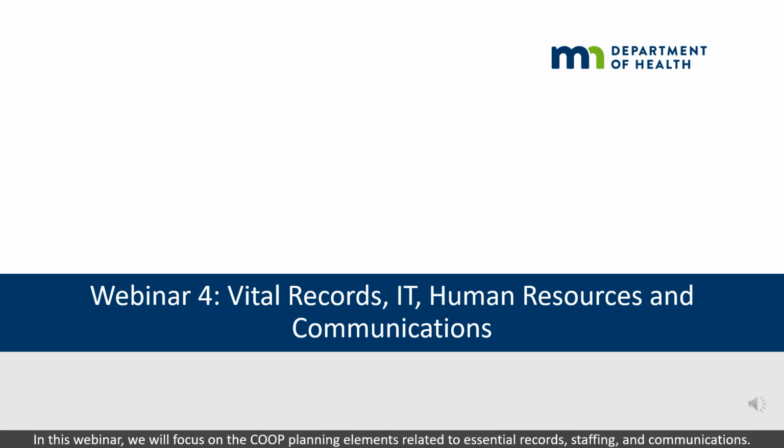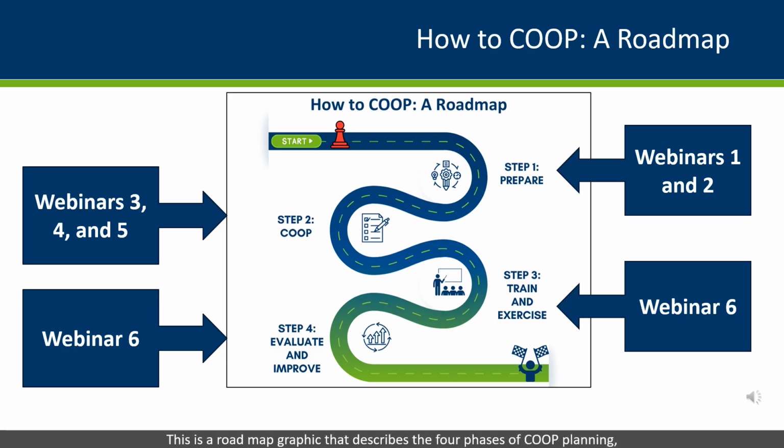In this webinar, we will focus on the COOP planning elements related to essential records, staffing, and communications. This is a roadmap graphic that describes the 4 phases of COOP planning, and each phase corresponds to a bend in the road. There is a red chess piece that will move with us as we progress through this roadmap and progress through the webinars.